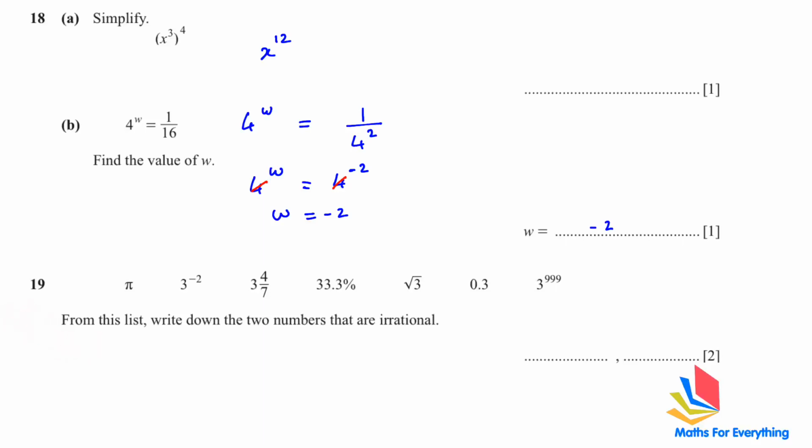Question number 19. From this list, write down the two numbers that are irrational. Irrational numbers are those numbers that cannot be written as a fraction. And from these numbers we have pi, I hope you know that pi is an irrational number, and square root 3. These two numbers cannot be written as a fraction, so they are irrational numbers.